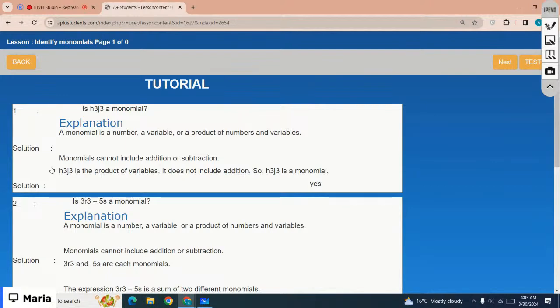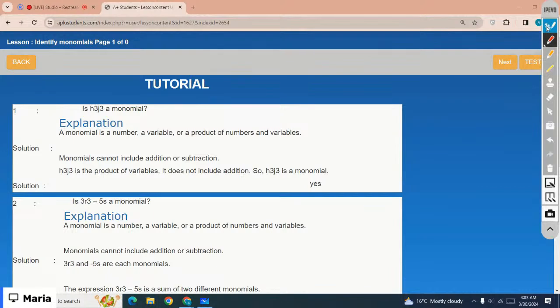So the one you are given is the first, H3J3, a monomial? Yes, it is, because that is written without any addition or subtraction sign. That is the combination of the variable and numbers, right? So this is a monomial, right? Okay. The next one is 3R3 minus 5S, a monomial? No, this isn't a monomial. Here you can see you have a negative sign, right? Mono means only one, right? So this is the only one, that is a combination of the variables and the number. Sometimes that is just a number, sometimes that is just a variable, and usually that is the combination of the numbers and variables, right?